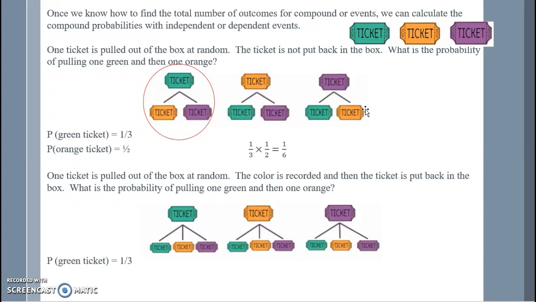So still the probability of getting a green ticket is 1/3. We're still looking at that first set of options, and the probability of getting an orange ticket is also 1/3. So 1/3 times 1/3 is 1/9.